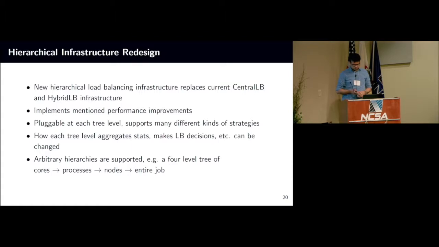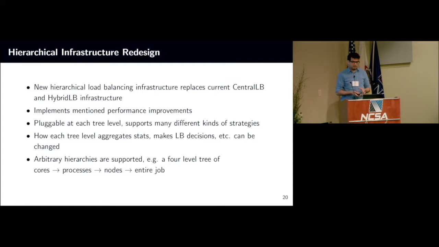Tying into what I said before, there's also a redesign of the hierarchical infrastructure for load balancing. So this, again, replaces the current central LB and hybrid LB infrastructure. The big thing here is it's pluggable at each tree level. So the existing one is sort of rigid in the way it works. Now you can put any strategy that is centralized into the tree. Each tree level can aggregate stats in a different way. So we have a strategy and something that we're calling an LB mode for right now that's responsible for the logic of how things in the tree interface with the strategies themselves.